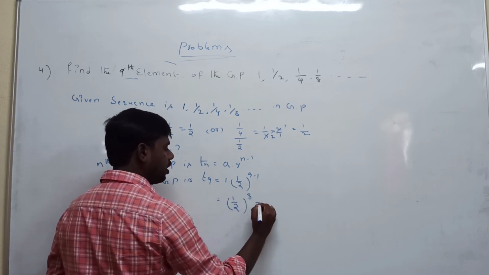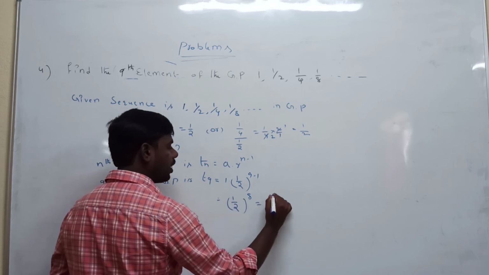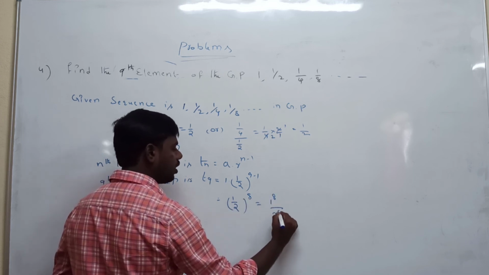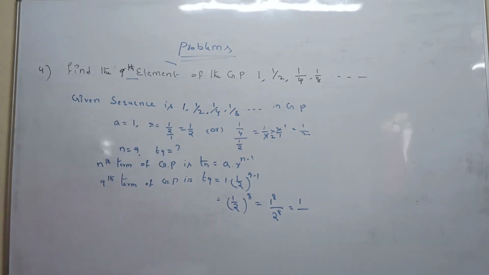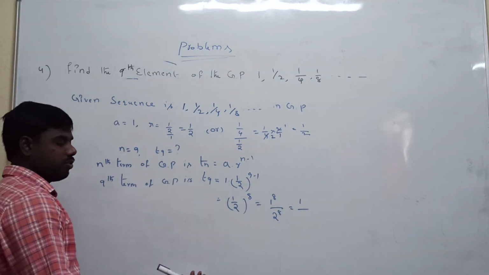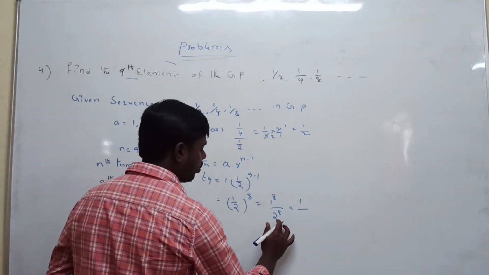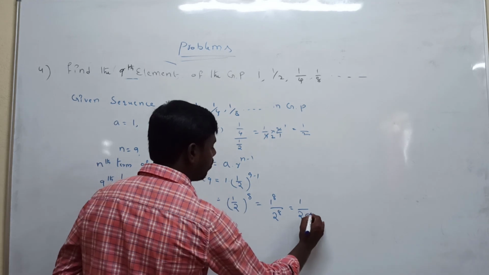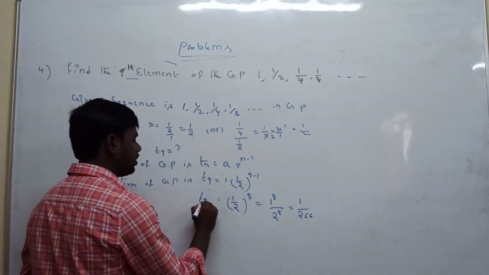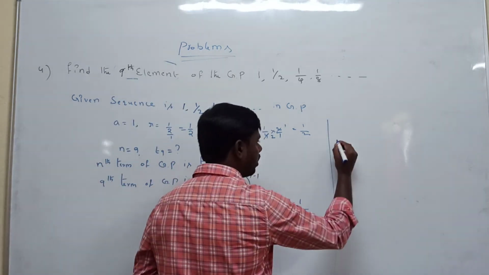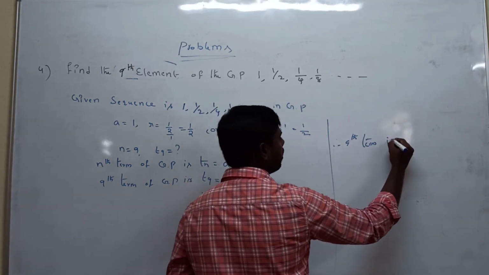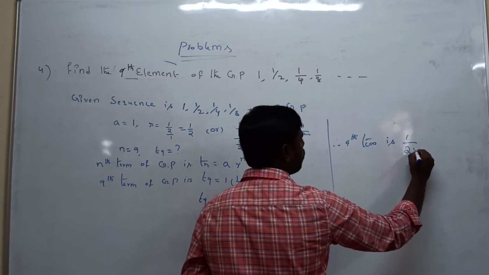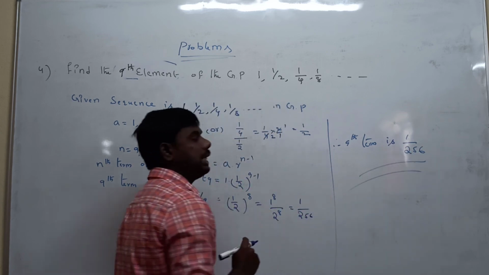That is 8, equal to 1 power of 8 over 2 power of 8. 1 power of anything is 1 only. 2 power of 8 means 2 multiplied 8 times. Okay? So 2 power of 8, you get the answer 256. Then the conclusion: the 9th term value is 1 by 256. It is clear?